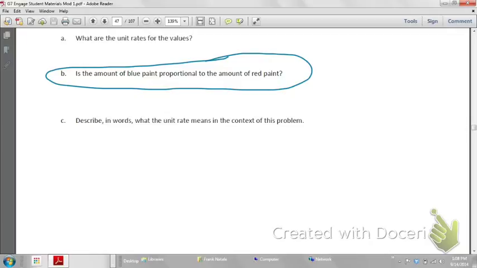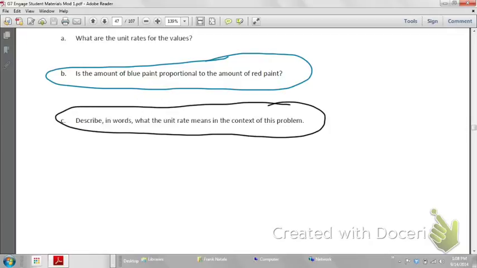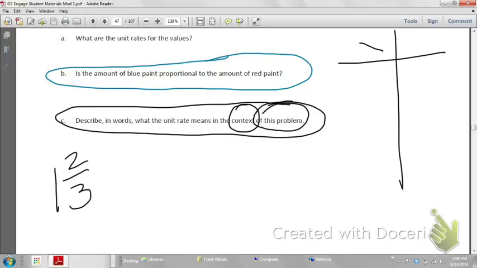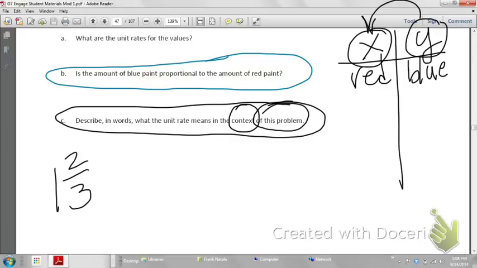Now this letter C is to describe in words what the unit rate means in the context of this problem, which is always so important because we're always trying to establish meaning within context. If we have 1 and 2/3 as our unit rate, the way we figured it out is remember we had our X and we had our Y, and our Y in this case was our blue paint and the X was red. Whenever we're getting these unit rates, we're looking at Y as a function of X.